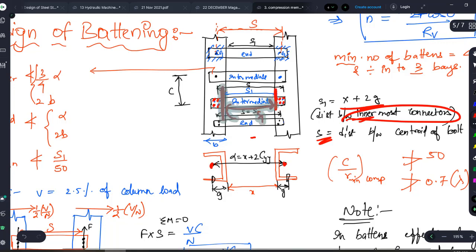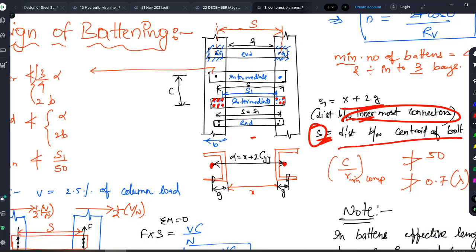Okay, but there is one more term which is called S, which is nothing but the distance between centroids of your bolt geometry. For example, where will be the centroid? The centroid will be somewhere here, right? So this distance I am calling S. I hope it is very clear, right? Inner to inner I am calling S1. Centroid to centroid I am calling S.